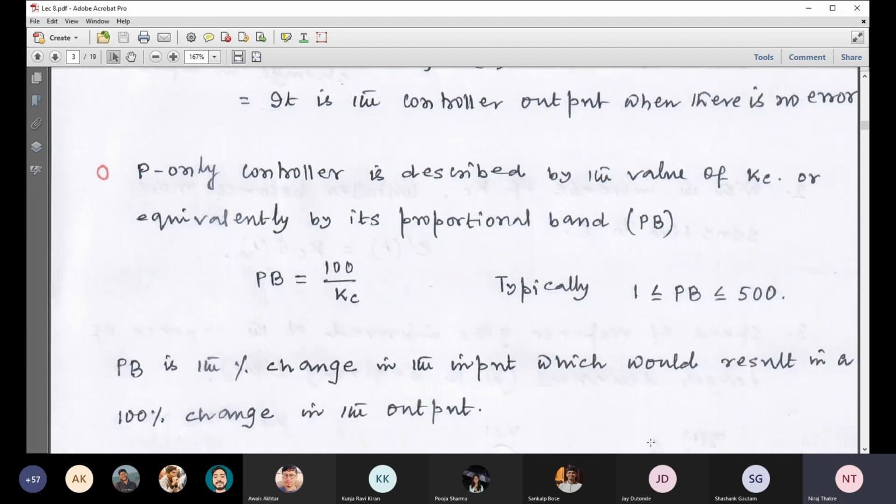So what is basically this? If you consider here Kc as delta output by delta input, so proportional band is basically 100 into delta input by delta output. I repeat, if you substitute in place of Kc delta output by delta input, then we'll have proportional band equal to 100 into delta input divided by delta output. So accordingly, this statement we can make.